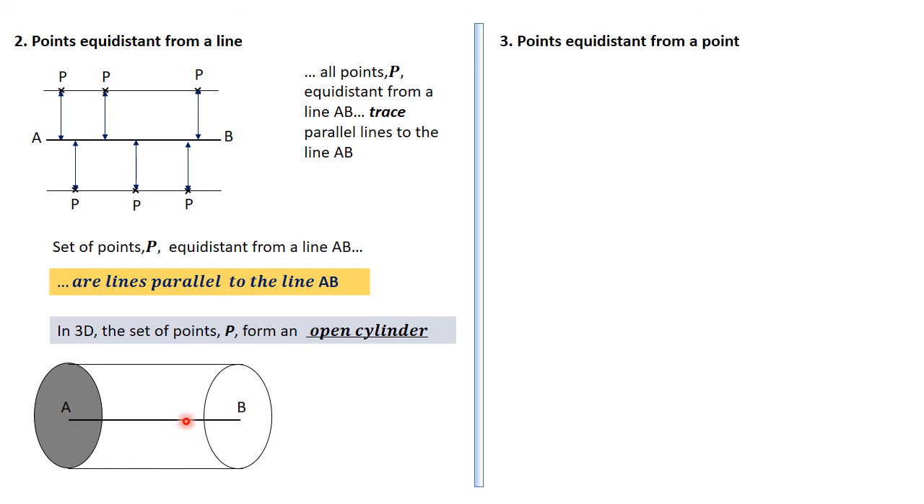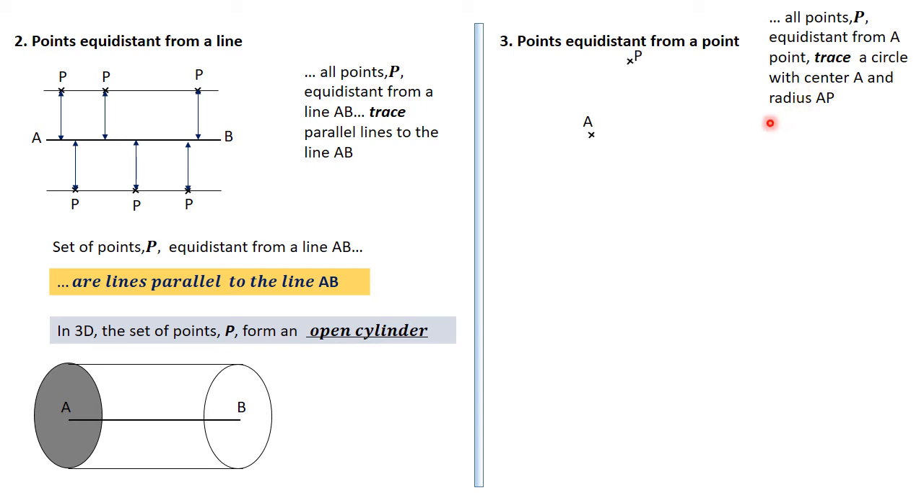Let's go to the third case. Points equidistant from a point. If we have a point A, then all points P which are equal distances from A trace out a circle with the circle center being A and the radius AP.